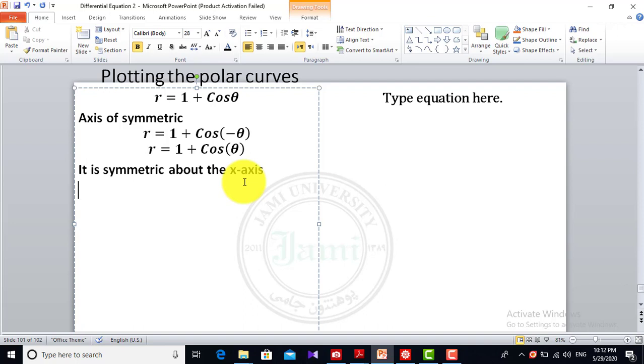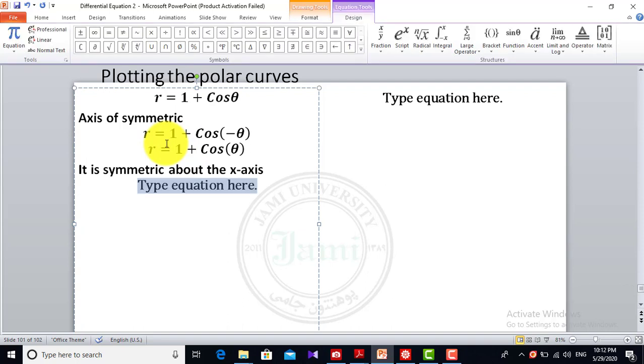So the next step I will check whether it is symmetric about the y-axis or not. For checking whether it is symmetric about the y-axis or not, I will be writing r equals 1 plus cos of, in place of theta I will be writing pi minus theta. This pi minus theta is the procedure for all the polar curves. What I will be getting, cos of pi minus theta is nothing but minus cos theta.